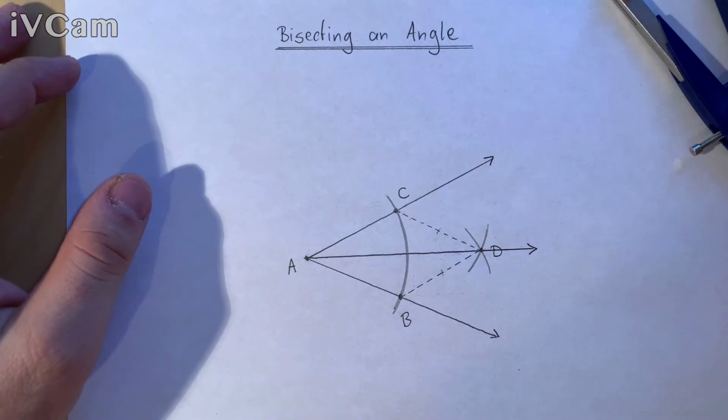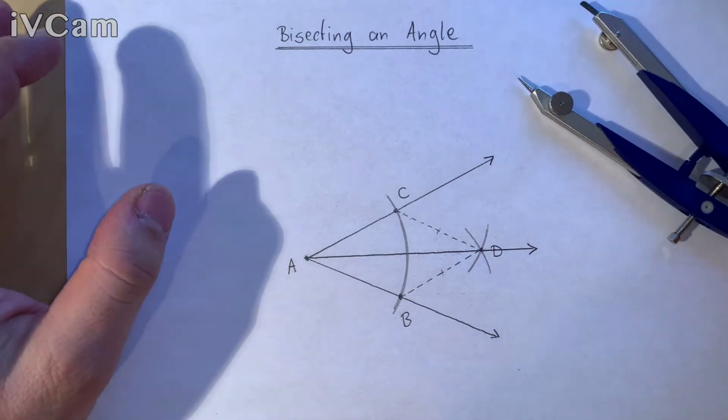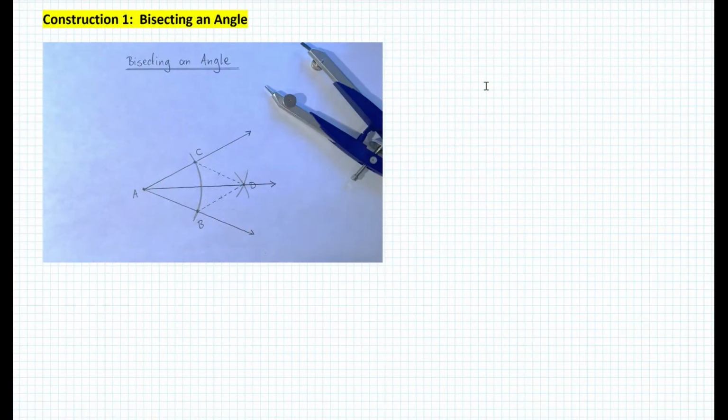So why does this work? Okay, so let's look at the proof now. So after viewing the video, let's now discuss why this construction works. And as a matter of fact, it can be proven that ray AD is indeed the angle bisector. So let's actually prove it now.